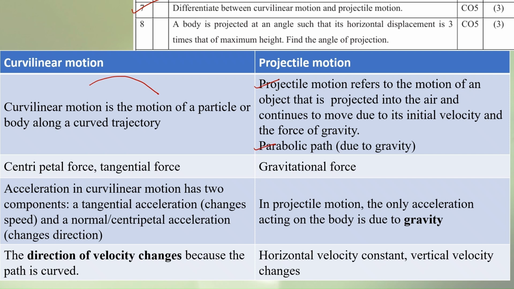Okay, and the forces acting in curvilinear motion are centripetal force and tangential force, and in projectile motion we are having only gravitational force. Coming to the acceleration, curvilinear motion has two components: one is tangential acceleration and the other is normal acceleration. In projectile motion we are having only acceleration due to gravity. In curvilinear motion the direction of velocity changes because the path is curved, and in projectile motion the horizontal velocity is always constant and the vertical velocity varies with time.